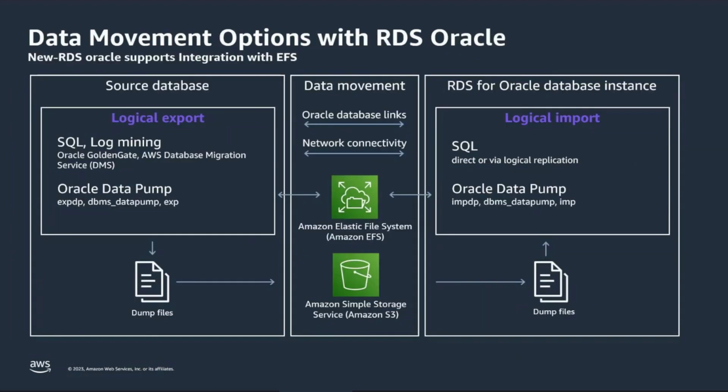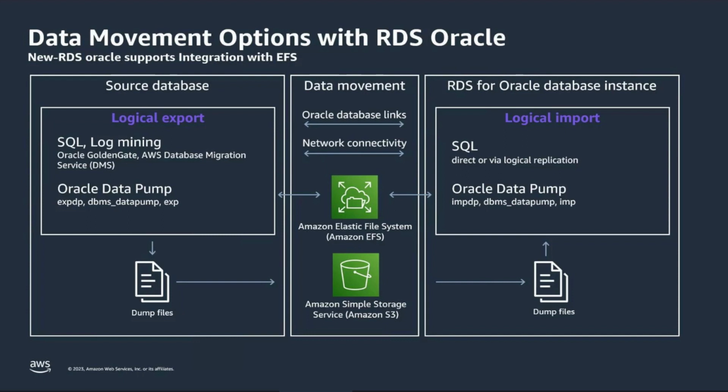Here we'll talk about the new option of EFS integration with Amazon RDS for Oracle. There are several options for data movement into an RDS for Oracle instance. We can move the data from source to target database, that is the RDS instance, in different ways like DB links over the network, logical replication using tools like DMS or GoldenGate, bulk load using Data Pump, etc. We typically use Data Pump with the S3 integration option.